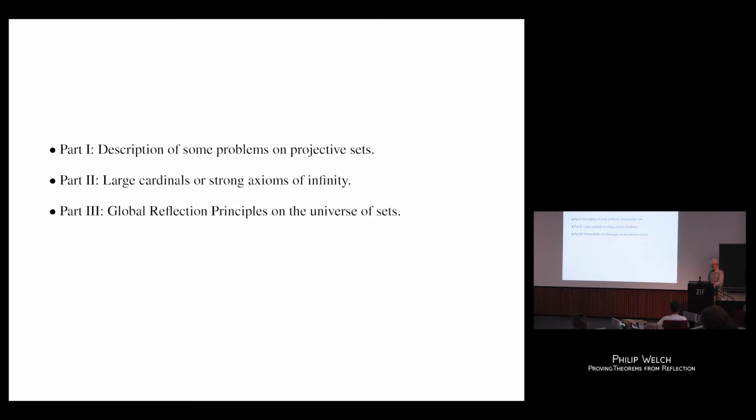There'll be discussion in the middle, in part 2, about large cardinals, strong axioms of infinity, and how they affect the problems that I'm looking at in part 1. And part 3 is, for my own satisfaction, I suppose, about some recent work on how you can think about reflection principles about the universe of sets to actually deliver the kind of cardinals you need in part 2 to solve the questions in part 1. So that's roughly the shape of how it's going to go.